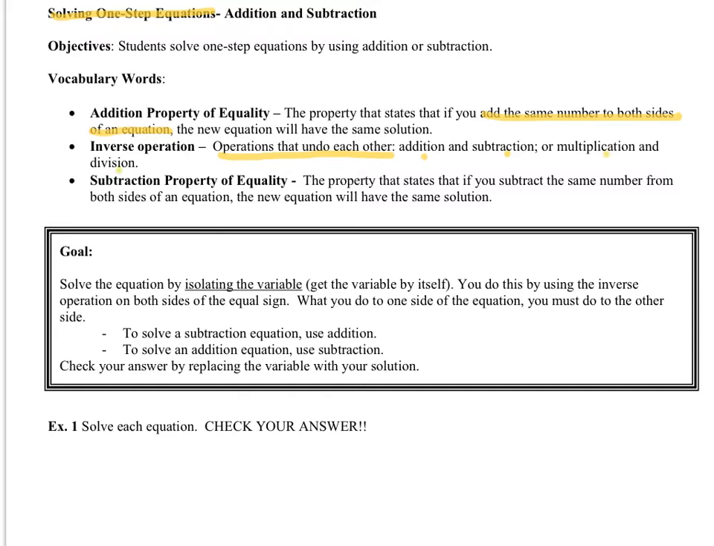Okay, the other property is the subtraction property of equality, which again is very similar to the addition property of equality, but this says if you subtract the same number from both sides of the equation, your new equation will still have the same value. So we will talk about those and we will use those today in this video.